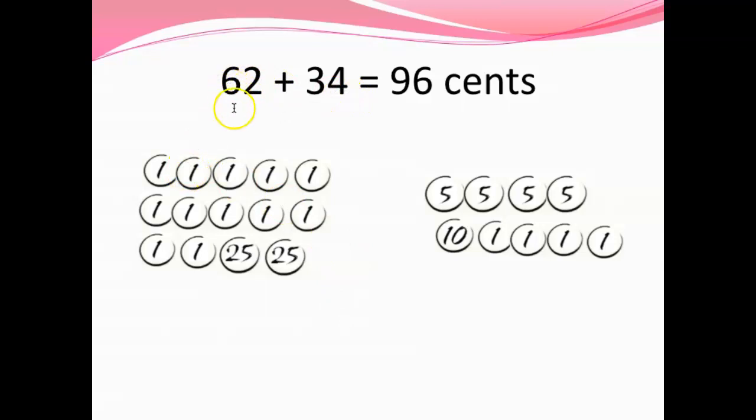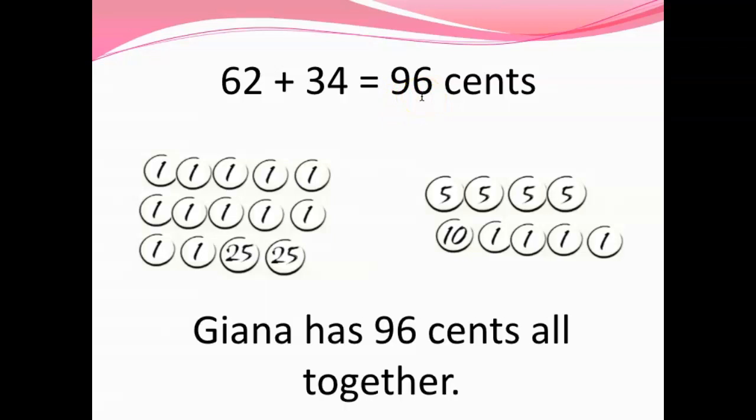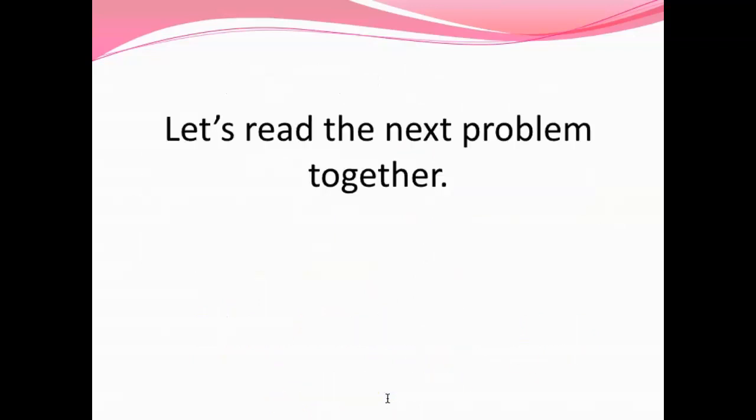62 plus 34 was really easy for me to add because 6 tens plus 3 tens is 9 tens, and 2 ones plus 4 ones is 6 ones, so 96 cents. And my sentence is, Gianna has 96 cents all together. Good job. Let's read our next one together.